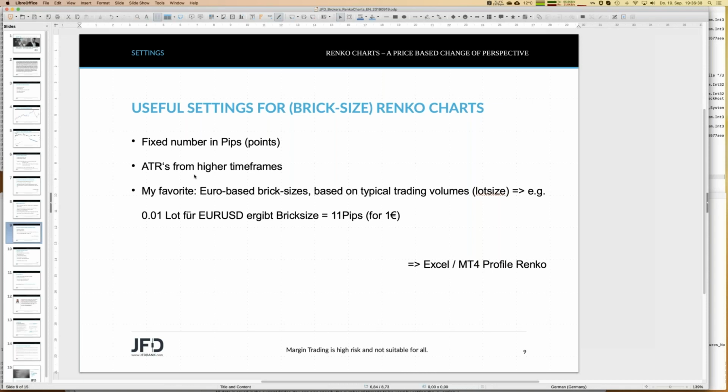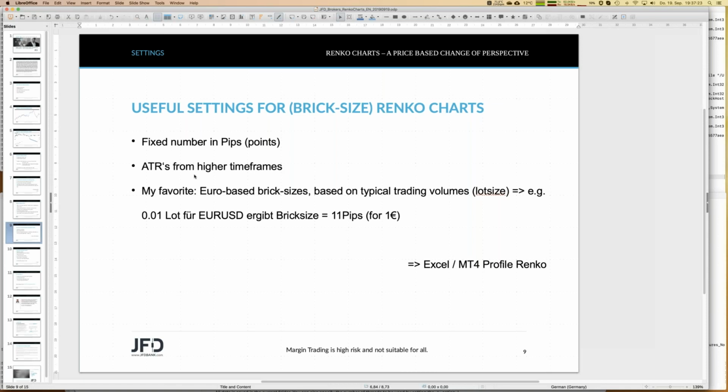My favorite is different. My favorite is to use euro-based brick sizes. That sounds strange, but it's a little bit more from a trading perspective. If I think about my own trades, okay, I have a typical trading volume, so the lot size of any trade. Let's assume that is 0.01, nothing else. And for DAX, I would trade 0.1 because that is the minimum lot size for DAX. So we have a typical lot size because that lot size we will use later for trades as well. Maybe you have a different one, 0.02, 0.1, even 1 lot, 10 lots, whatever.